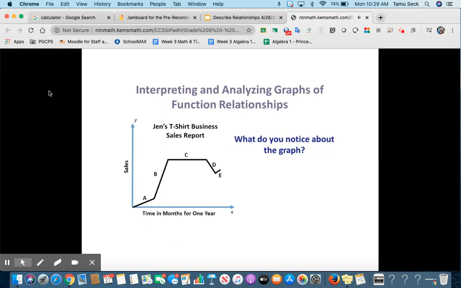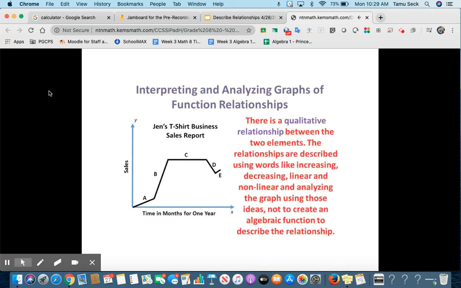What do you notice about the graph? The graph does not have a scale. Why do you think there are no scales on the graphs for this lesson? There is a qualitative relationship between the two elements. The relationships are described using words like increasing, decreasing, linear, and nonlinear, and analyzing the graph using those ideas, not to create an algebraic function to describe the relationship.